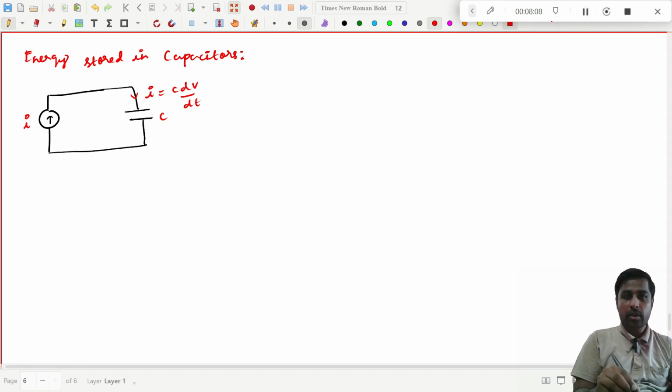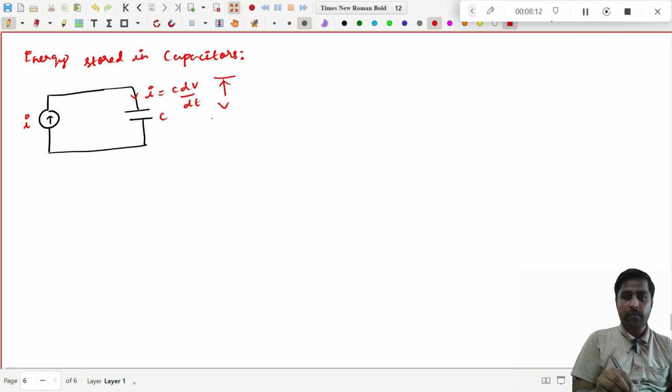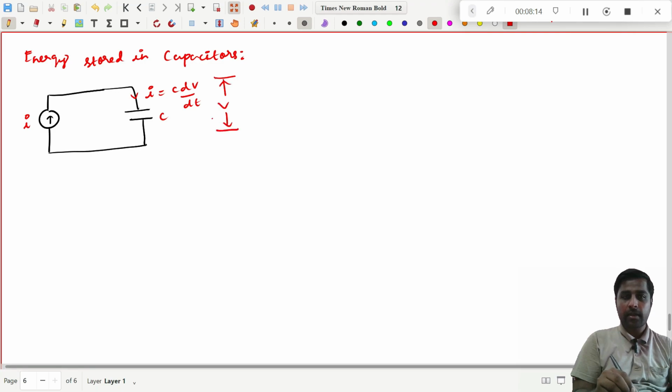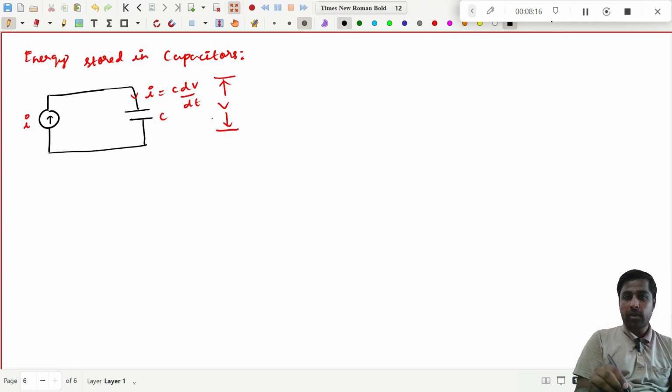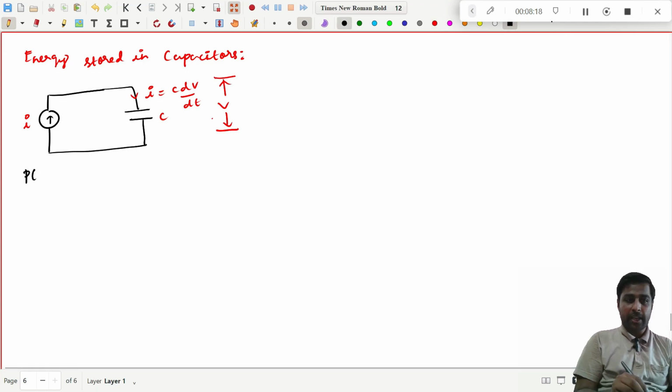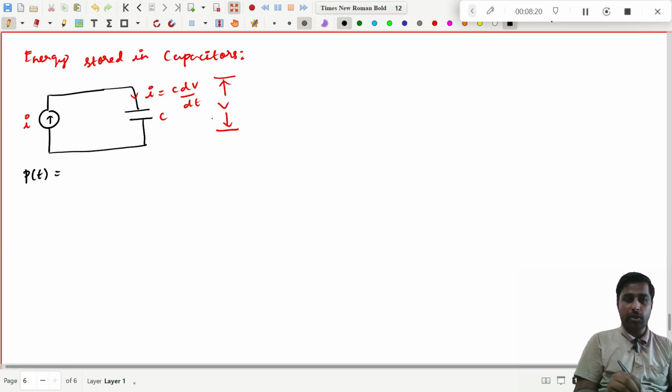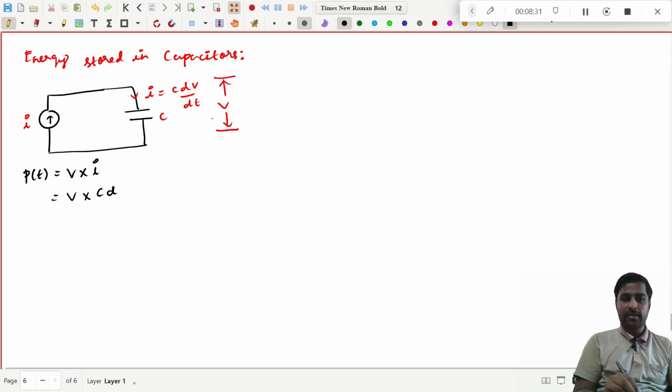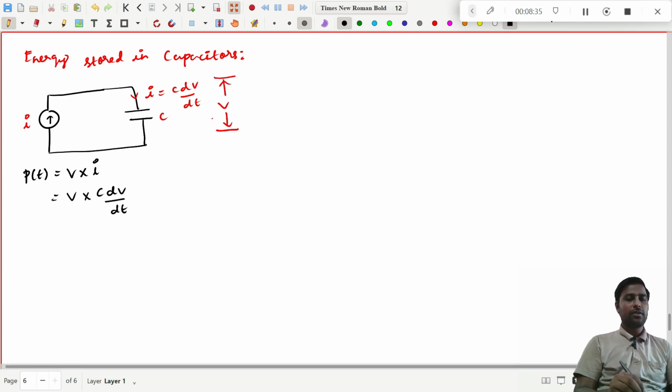And what is the voltage? Voltage across this capacitor will be V, right? Now, if I want to write the power expression, p(t) will be equal to V into I, right? That is in the capacitor. So V is just V, and what is I? That is C into dV by dt. So this is the power expression.